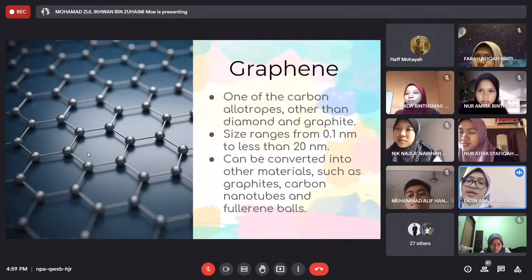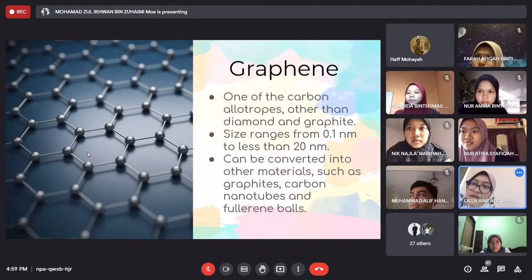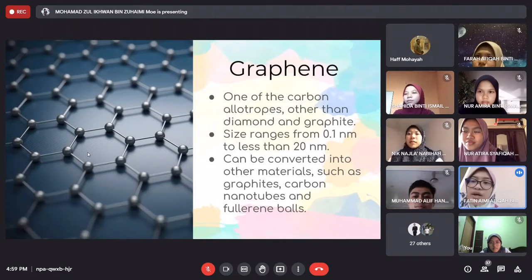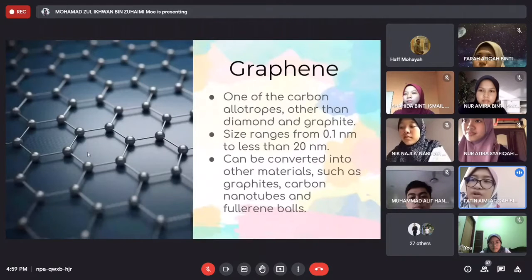Graphene is one of the carbon allotropes other than diamond and graphite. The size ranges from 0.1 nanometers to less than 20 nanometers. Graphene can be converted into other materials such as graphites, carbon nanotubes, and fullerene balls.